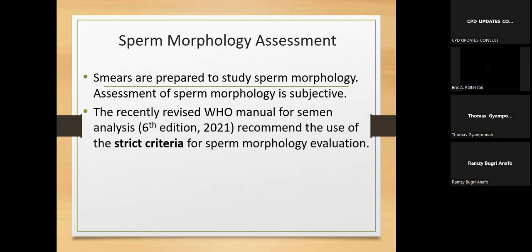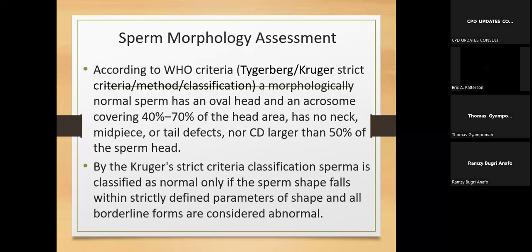And then we are going to go by the latest WHO recommendations or standards, the sixth edition, which uses what we call a strict criteria. Strict criteria was developed a long time ago by Kruger, Tygerberg. So Kruger is the same person, but sometimes we call it the Tygerberg criteria, sometimes we call it the Kruger criteria. I hope that you are getting me.